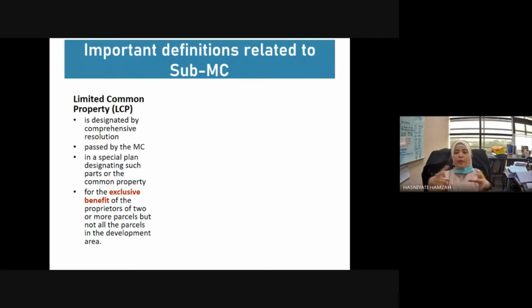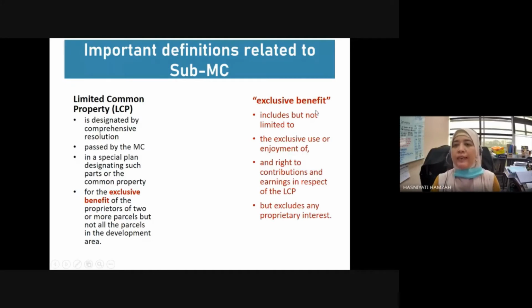So you must, nama pun limited means you have to limit the usage, the exclusive benefit to a certain number of parcel owners, which the certain number must be 2 or more. Dia tak boleh 1, dia 2 or more, but not all. Tu maksud dia. If it's all, then it cannot be limited. It is still common property. So 2 or more, but not all parcel owners. Yeah. So now what's the definition of exclusive benefit?